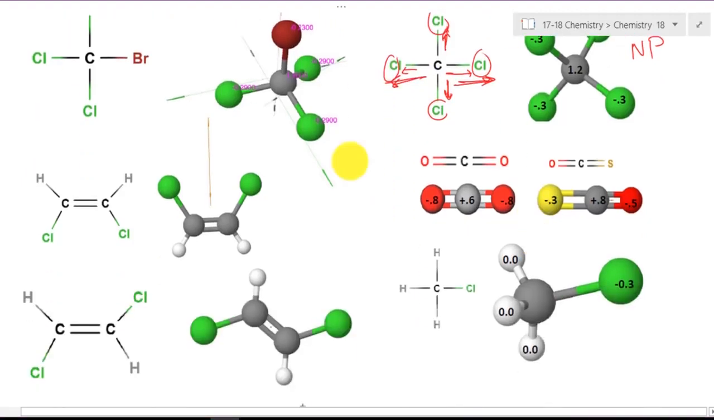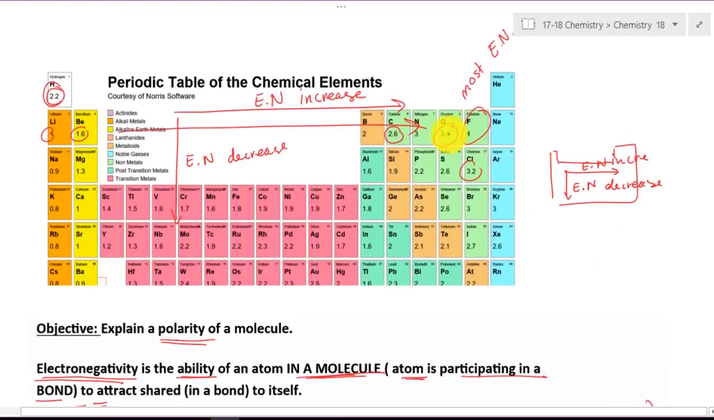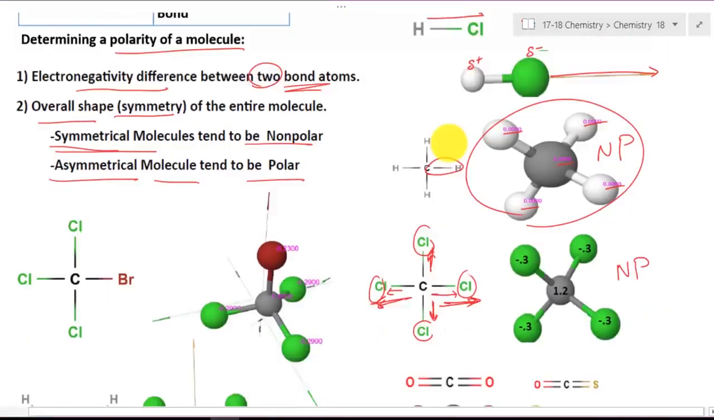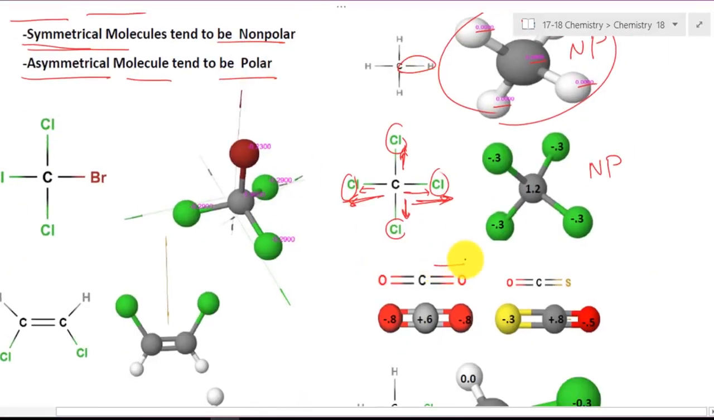And then if we look at this one right here, we have carbon dioxide, which is the gas that we breathe out. And of course we know that if we look at the oxygen, it is 3.4, where carbon is just 2.6. And of course, we're going to draw the arrow going that way and the arrow going that way because it's the same strength, right?